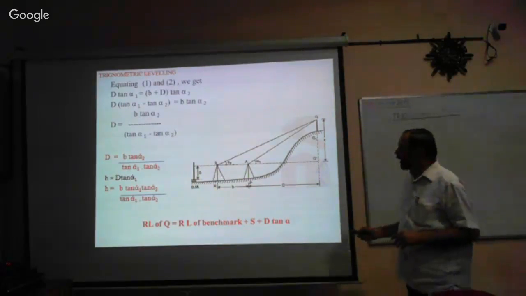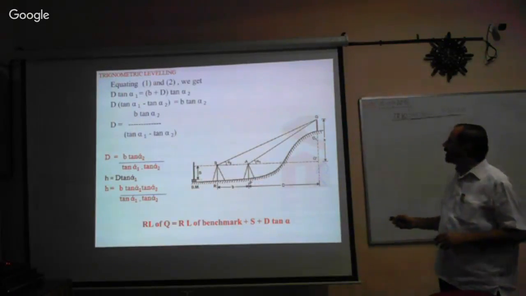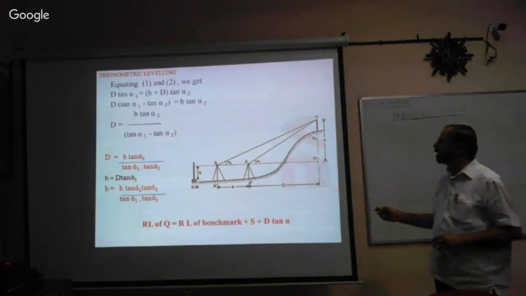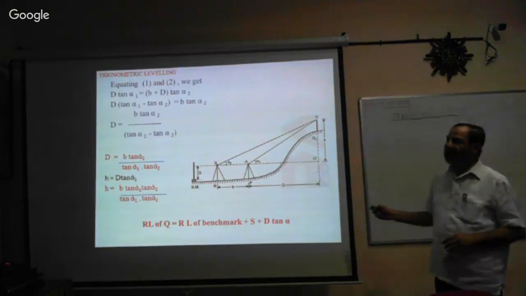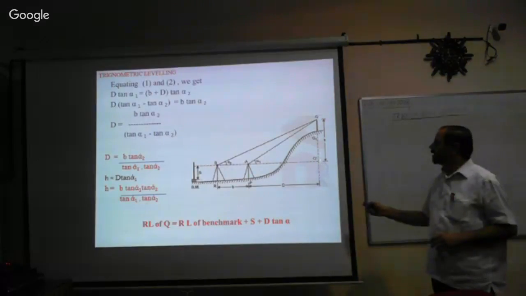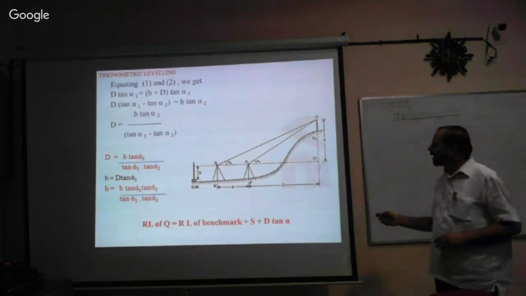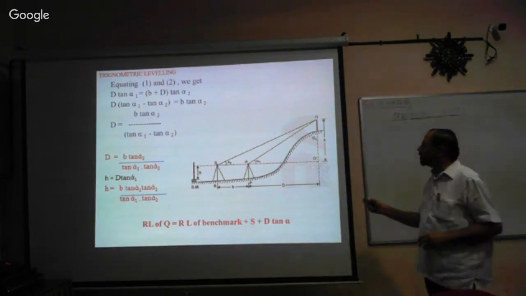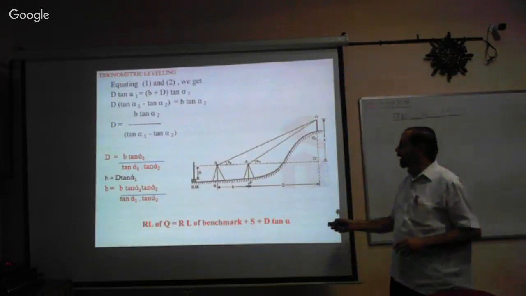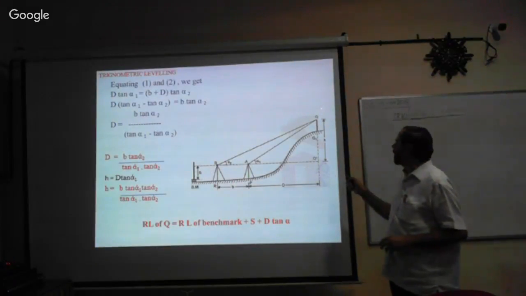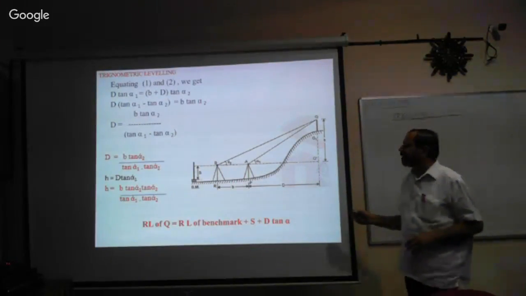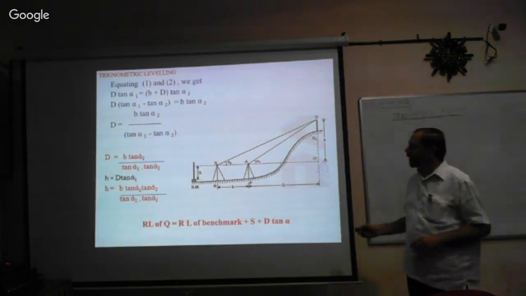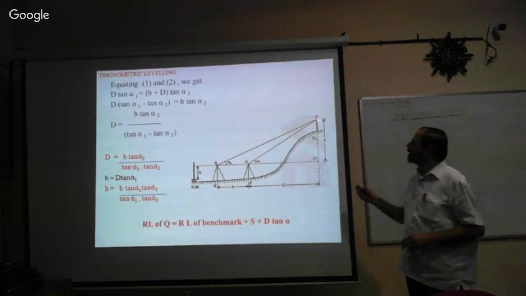Now once you get D, very easily we can calculate the H. Isn't it? Right? Now after calculating H, that is the height of the object above the instrument axis, now see what is going to happen. Now we can calculate the elevation of this.